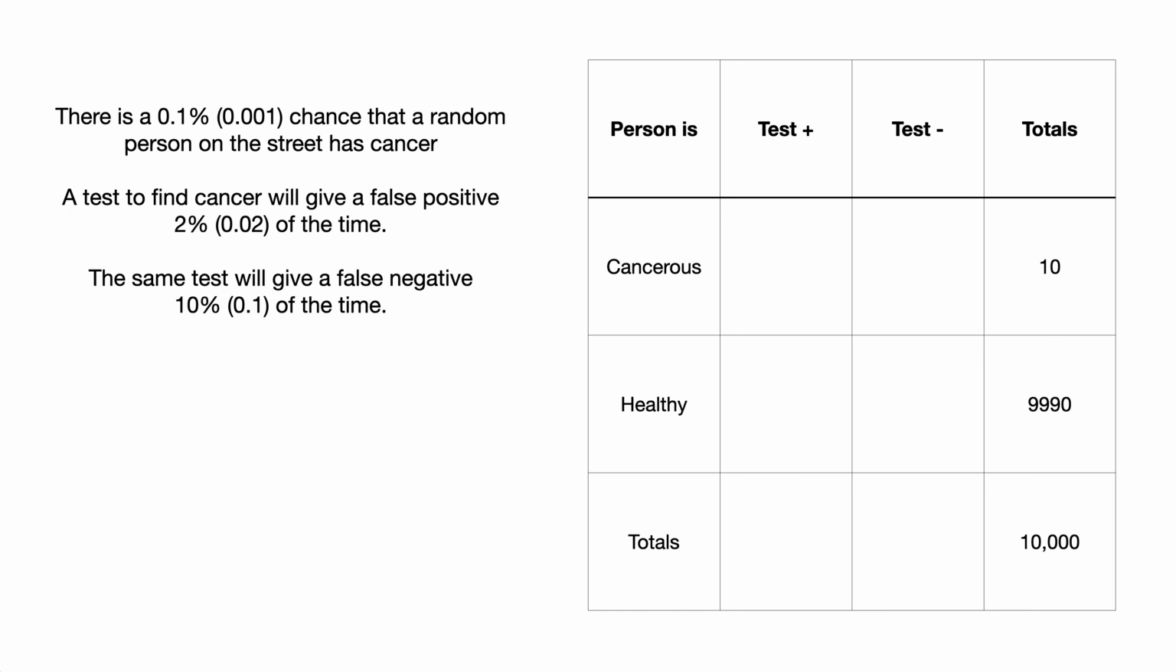So of those healthy people, only a certain fraction of them are going to be predicted as healthy.